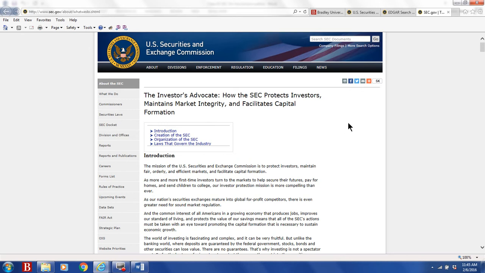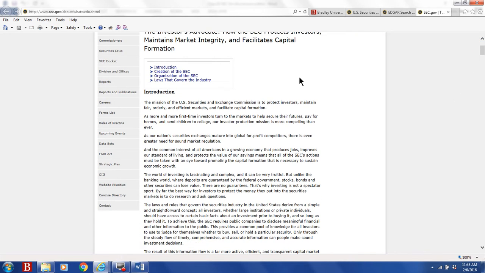Okay, so now that we're at the page, notice near the top of the page that it first talks about the mission of the SEC. Their job is to protect investors. That means providing investors with the information that they need. That also means creating enforcement actions against the people who violate different kinds of security laws. They also work to maintain efficient markets and to facilitate capital formation.